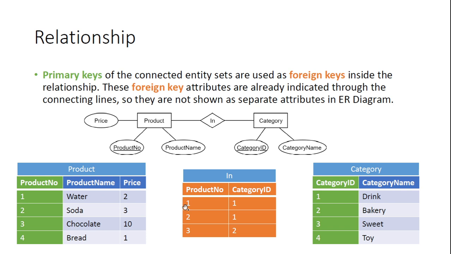For example, I can relate product number 1 to category number 1. So we are saying basically water is in the category drink. And for example, we can relate 2 to 1, meaning soda is also in the drink category. And for example, chocolate is in bakery, or it should maybe be in the sweet category.